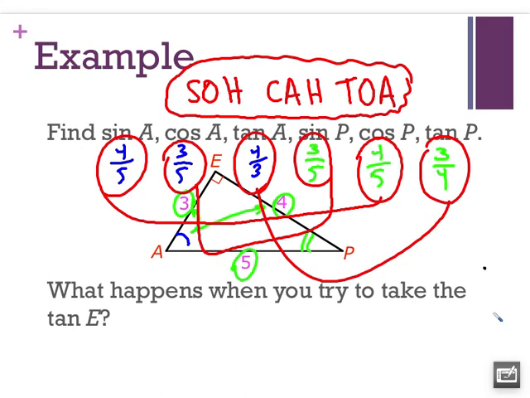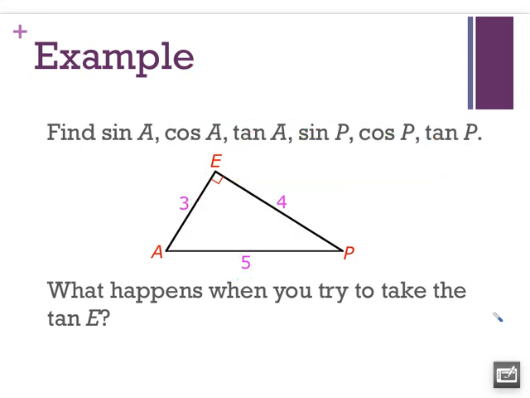All right, let me clear this mess out. What happens when we try to take the tangent question? Yeah, for the numbers you wrote in blue, was that the sine cosine of A or E? A. Alright, thanks.